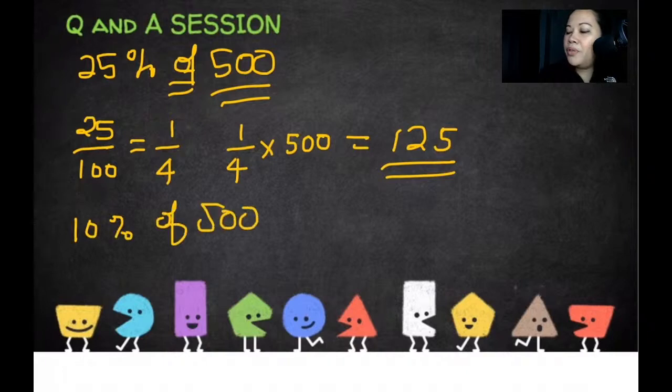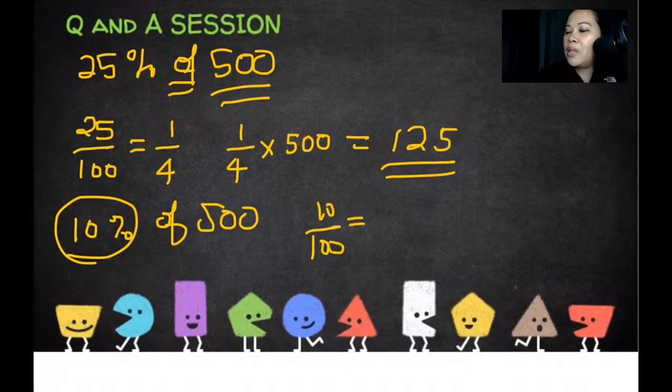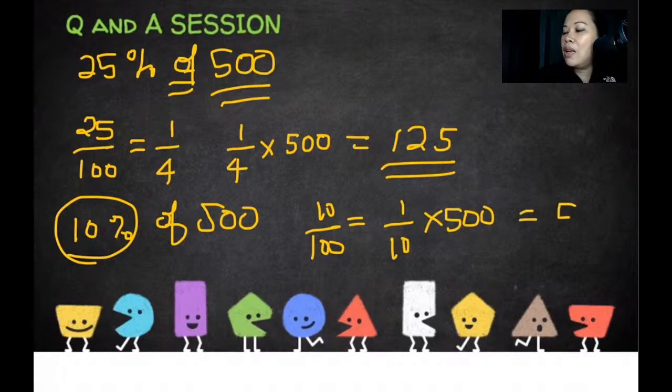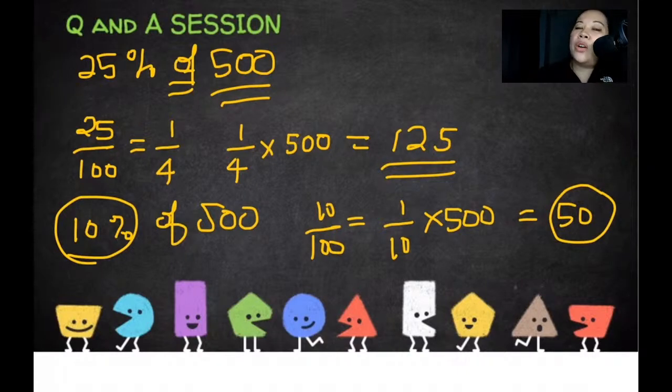500? All you have to do again is convert 10 to fraction form. So 10/100, that is 1/10, right? Then you multiply this with 500, so that means 10% is 50. So that is how you solve percentages of numbers without using your calculator. Yay!